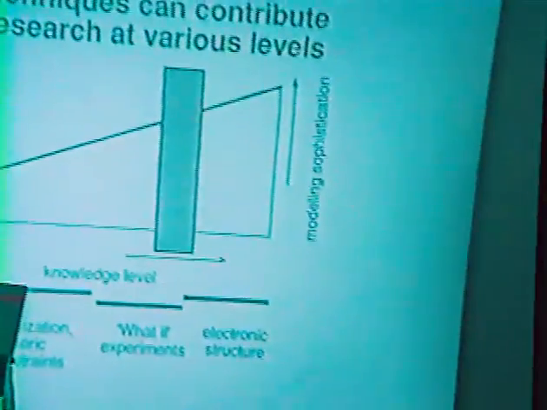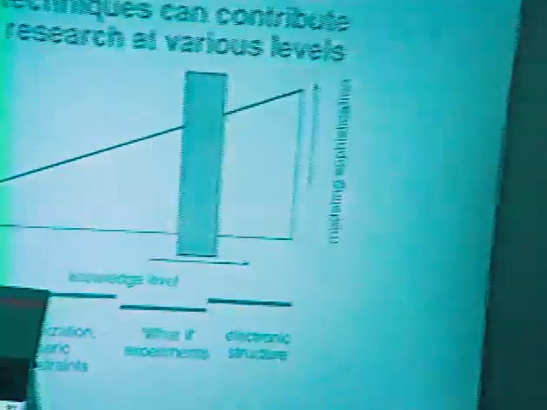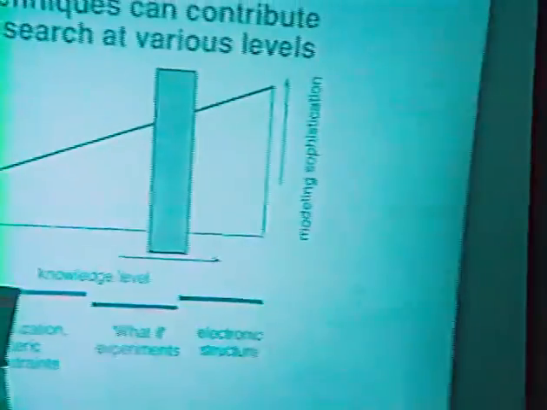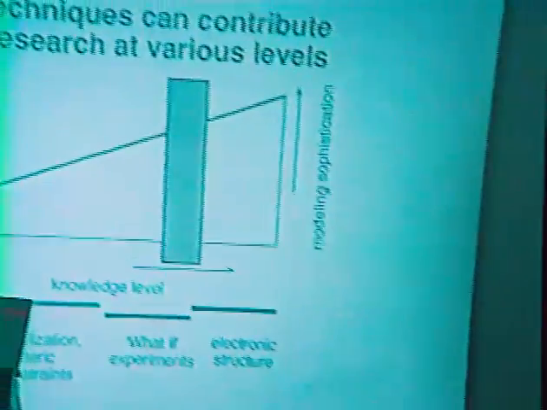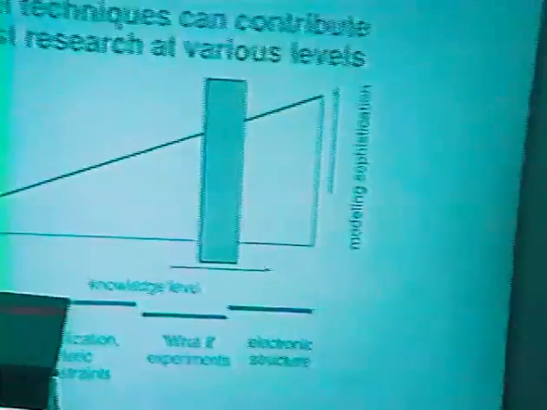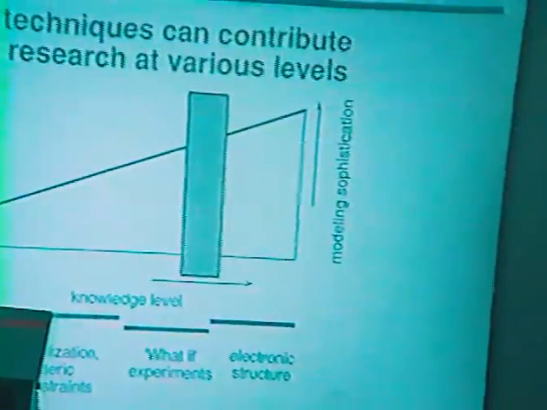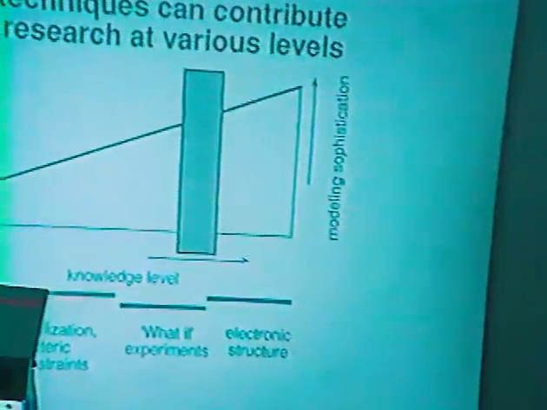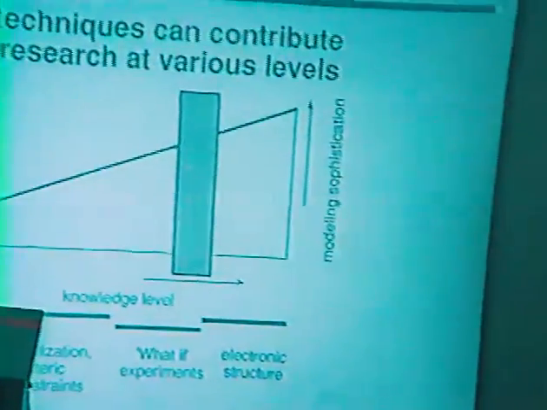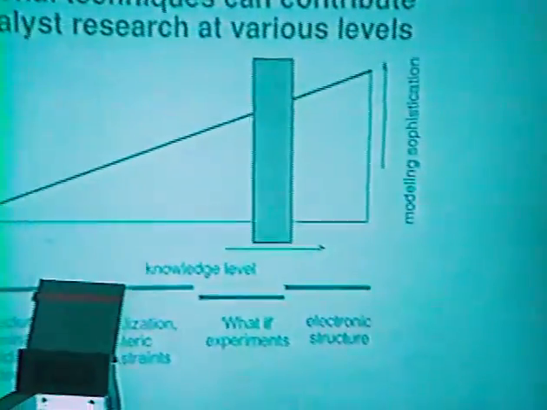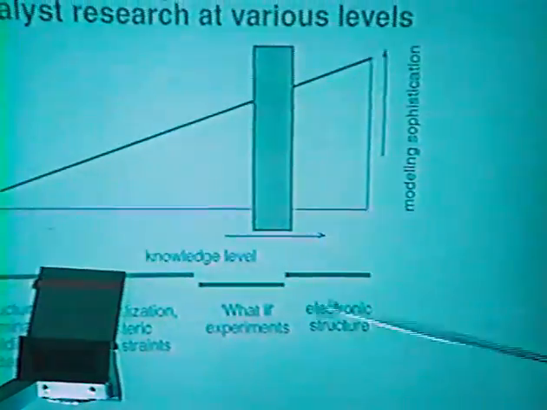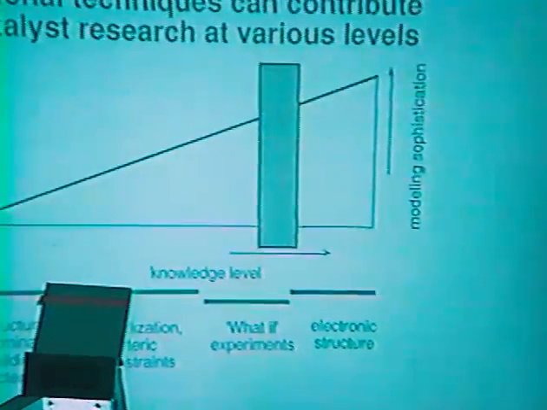And then finally, at the top of the level of sophistication, is the real electronic structure calculation. You study very small models of the system, and you look at one step in your reaction, one step in the functionality of your catalyst. I have a good example of that later on, so I'll show you what kind of models you can study with electronic structure calculations. These are quite tedious calculations, and they can take a long time.